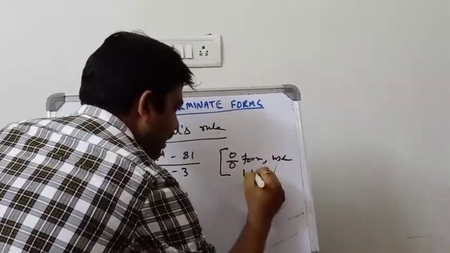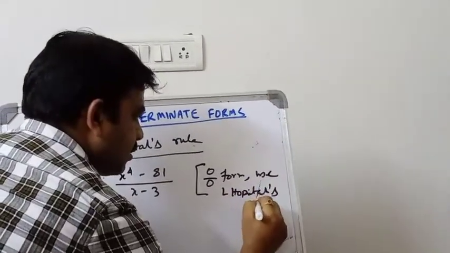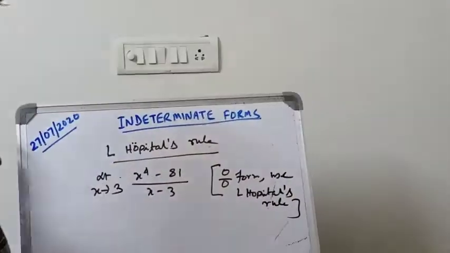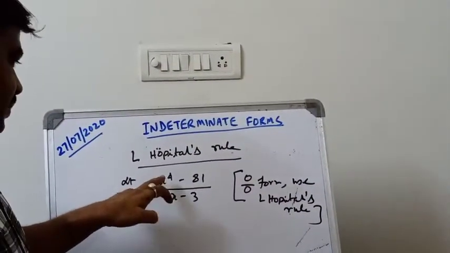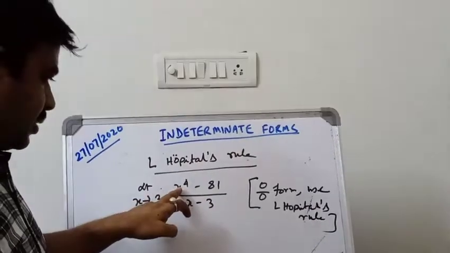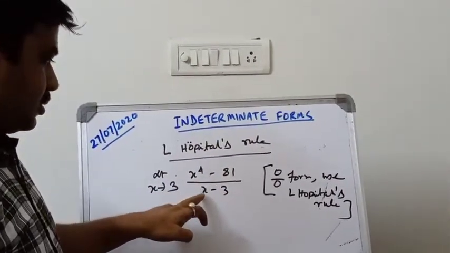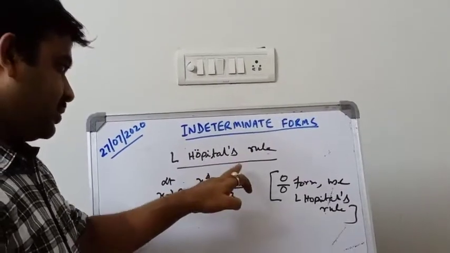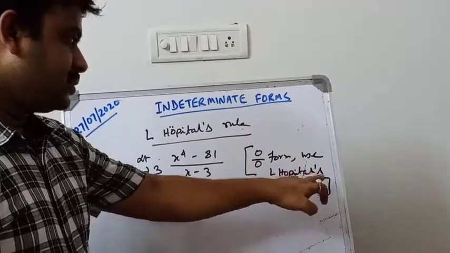Use L'Hospital's rule. You have to write this, it is compulsory. Look, if I put 3 in place of x, 3 to the power 4 is 81, and 81 minus 81 is 0. In the denominator also, 3 minus 3 is 0. So this is 0 by 0 form, that means use L'Hospital's rule.